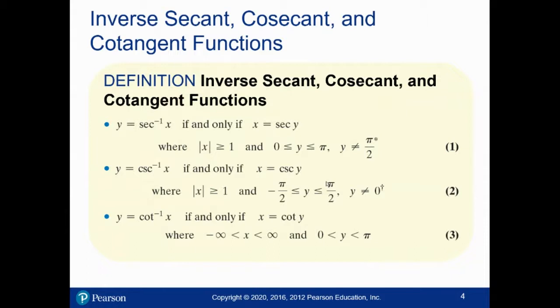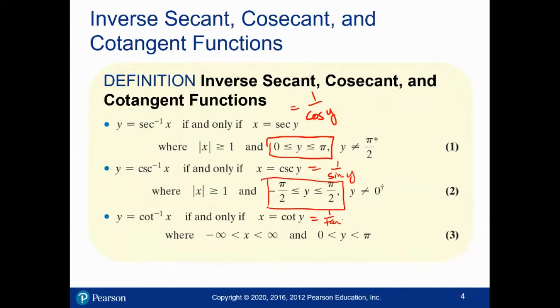You just have to restrict the domain so that the functions are 1 to 1. Now since secant is 1 over cosine, we're going to use the same restriction that we used on cosine. Since cosecant is 1 over sine, we're going to use the same restriction that we used for sine. And since cotangent is 1 over tangent, we're going to use, oh, no, we're not.